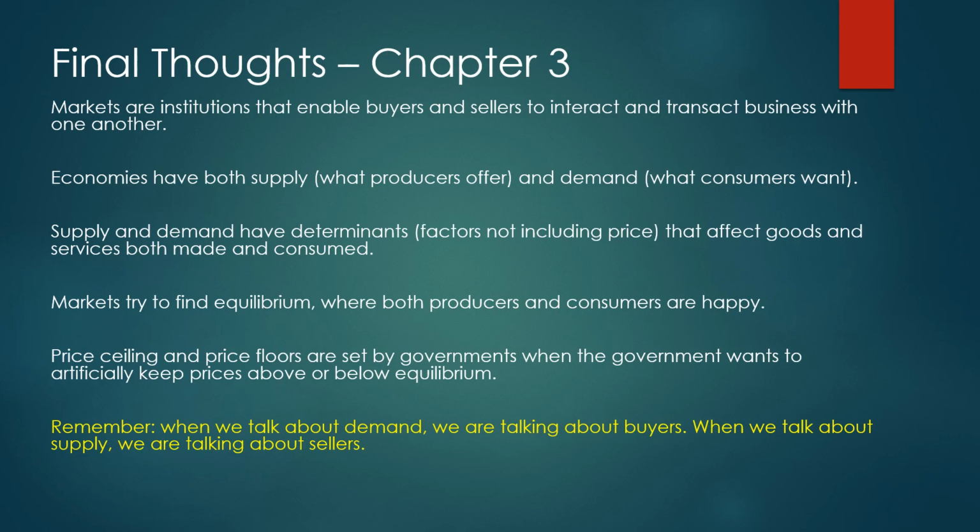So some final thoughts on Chapter 3 before the case study. Markets are institutions that enable buyers and sellers to interact and transact business with one another. Economies have both supply, what producers offer, and demand, what consumers want. Supply and demand have determinants, which are factors that don't include the price, that affect goods and services both made and consumed. Markets will try to find equilibrium where both producers and consumers are happy. Price ceilings and price floors are set by governments when the government wants to artificially keep prices either above or below equilibrium. And remember, when we talk about demand, we're talking about buyers. When we talk about supply, we are talking about sellers.